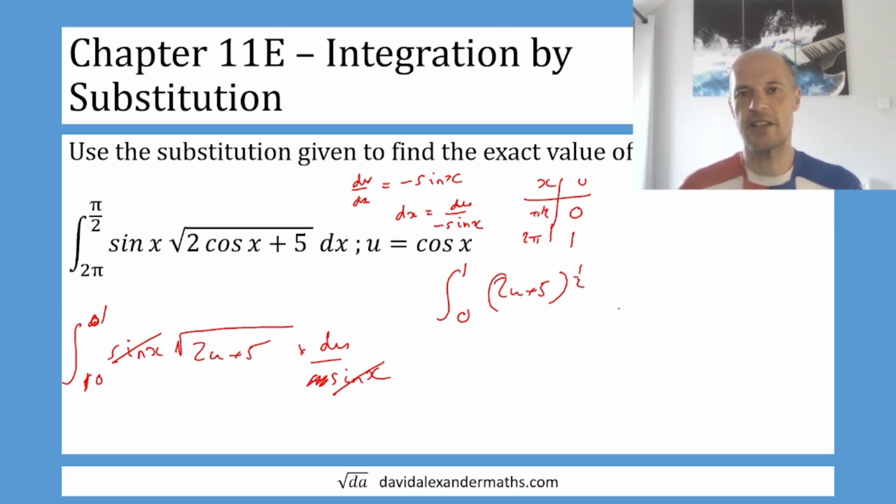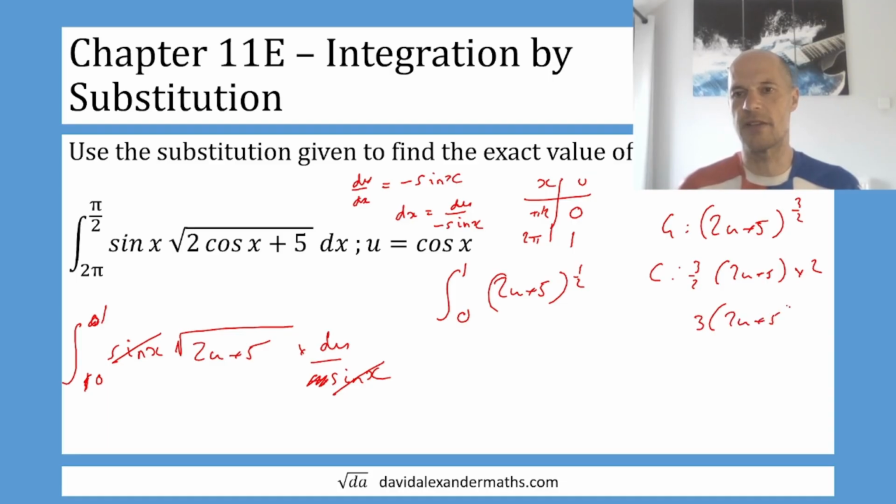Okay, so we need to integrate this. So I'm going to use a guess and check method. Let's just experiment with 2u plus 5 to the power of 3 over 2. Let's check this out. So 3 over 2 comes down to the front, lots of 2u plus 5 multiplied by the derivative of 2u plus 5, which is 2. So that's going to be 3 lots of 2u plus 5. Right, we only wanted 1 lot of 2u plus 5, so the integral was 3 times too big, so we want a third of it. So what we have here is 1/3 of 2u plus 5 to the power of 3 over 2, between the limits of 1 and 0.